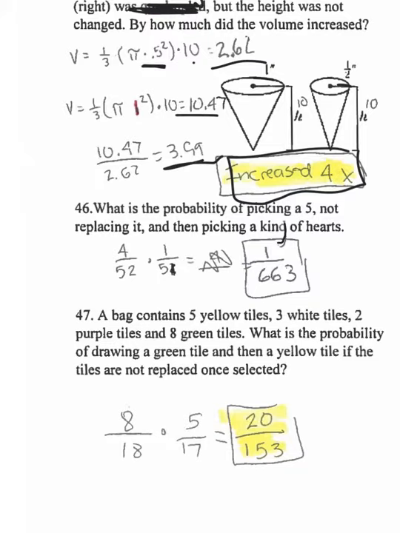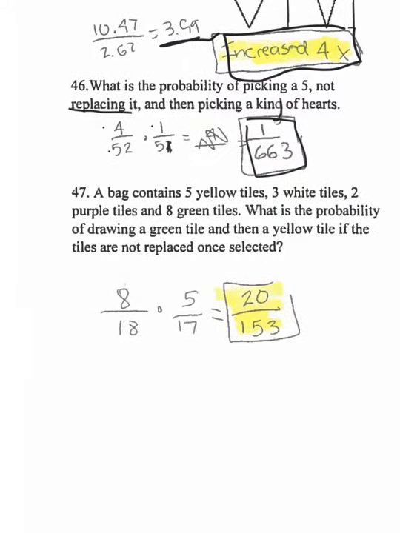So on top of not replacing it, there's 4 out of 52 the first time. You take out whatever 5 you picked, and you're left with 51 cards and 1 king of hearts. So 4 times 1 on the top, 52 times 51 on the bottom. Just put it in the calculator, it'll reduce it to 1 over 663. And the answer choices on problems like this will be reduced fractions, so just let the calculator do that.